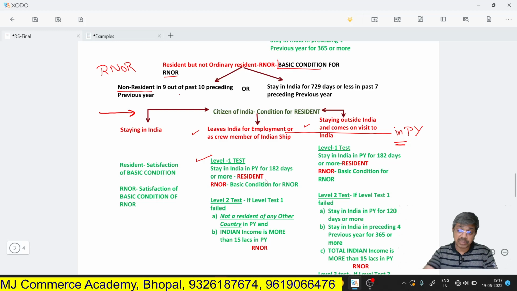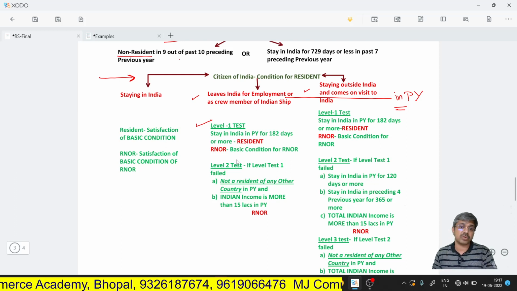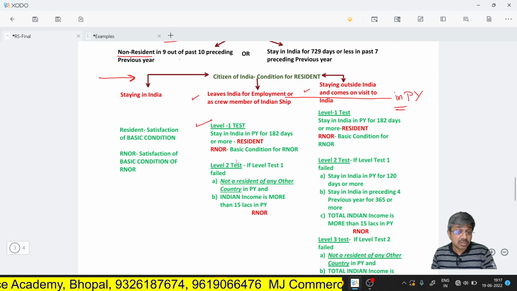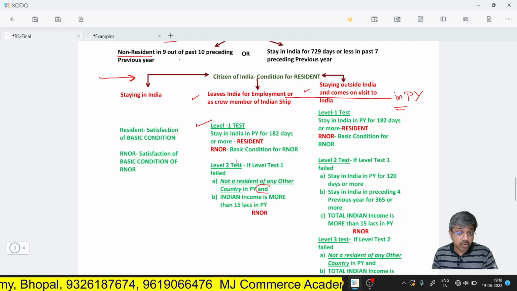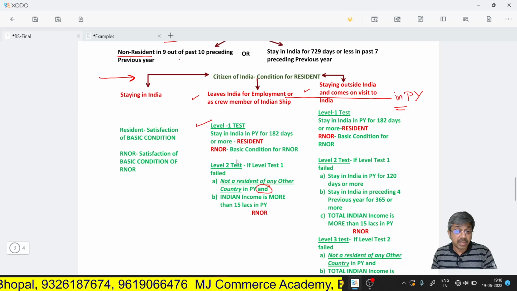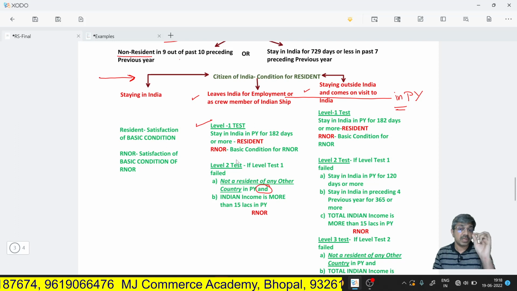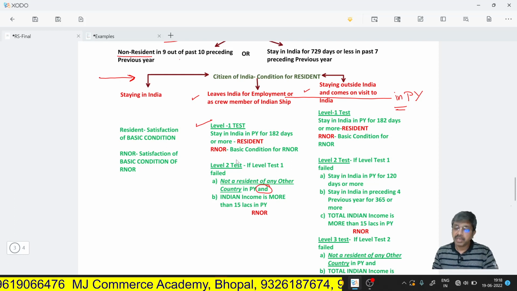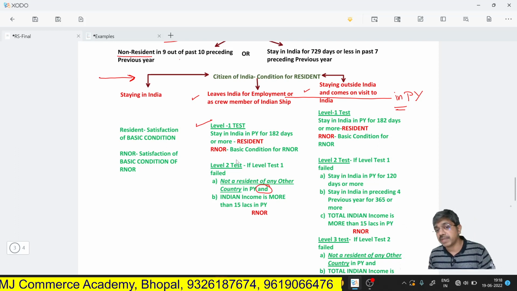Now, if an individual fails to qualify the level 1 test, we need to come to the level 2 test. What's the level 2 test? He is not a resident of any other country, and it's cumulative, meaning both conditions need to be satisfied, and Indian income is more than 15 lakhs in the previous year. If an individual, being a citizen of India, leaves India for employment in a previous year and fails to satisfy the level 1 test, we need to check the level 2 test, which says he is not a resident of any other country in that previous year and Indian income is more than 15 lakhs in the previous year.